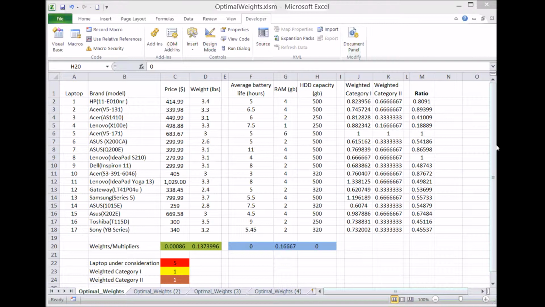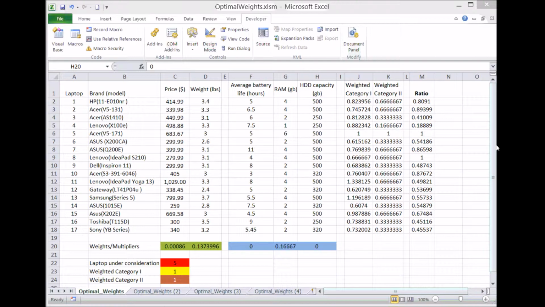However, there are numerous possible weight combinations that yield a ratio of 1 for laptop 5. Unfortunately, Excel solver only finds one of such weight combinations. Then you may ask, is there a way to find positive weights, or to let Excel generate possible weights for all the performance measures? Unfortunately, the answer to that is no. It's not possible to let Excel generate all possible weights.